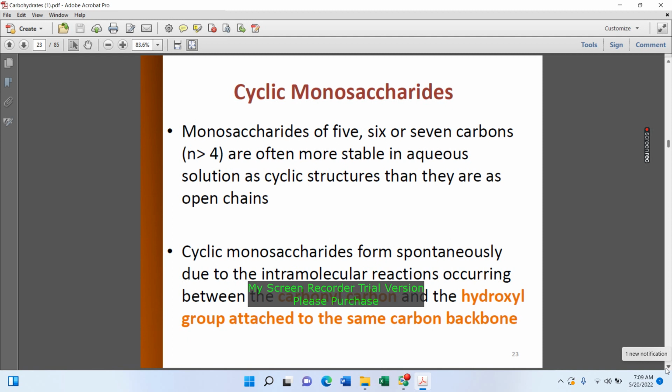So cyclic monosaccharides are formed kind of spontaneously. The reason is that we don't have to supply energy; it happens spontaneously, due to the intramolecular interactions occurring between the carbonyl carbon and the hydroxyl group attached to the same carbon backbone.